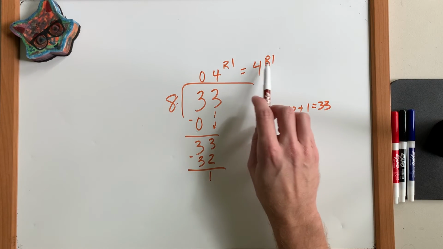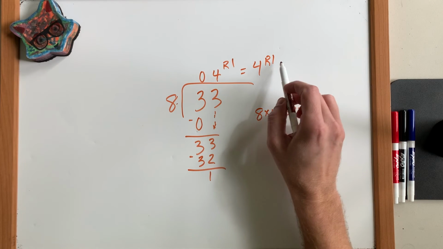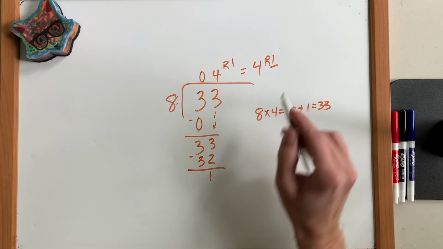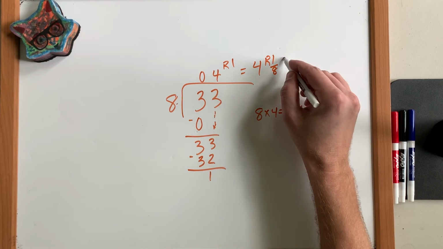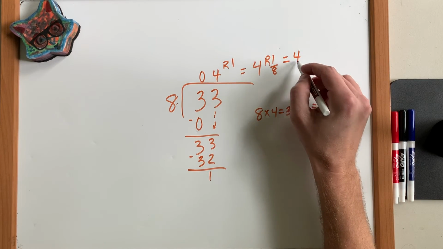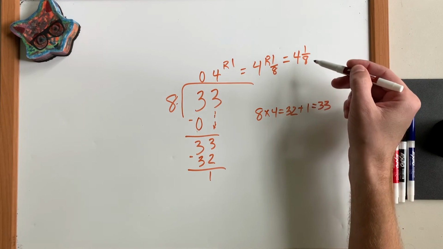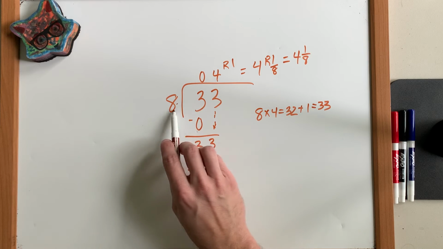Again, with fractions, the other way to write this is 4. And then the remainder is going to be divided by 8, just like the 33 was. Okay? So as a fraction, you would write 4 and 1 divided by 8. The remainder divided by 8, just like 33 was.